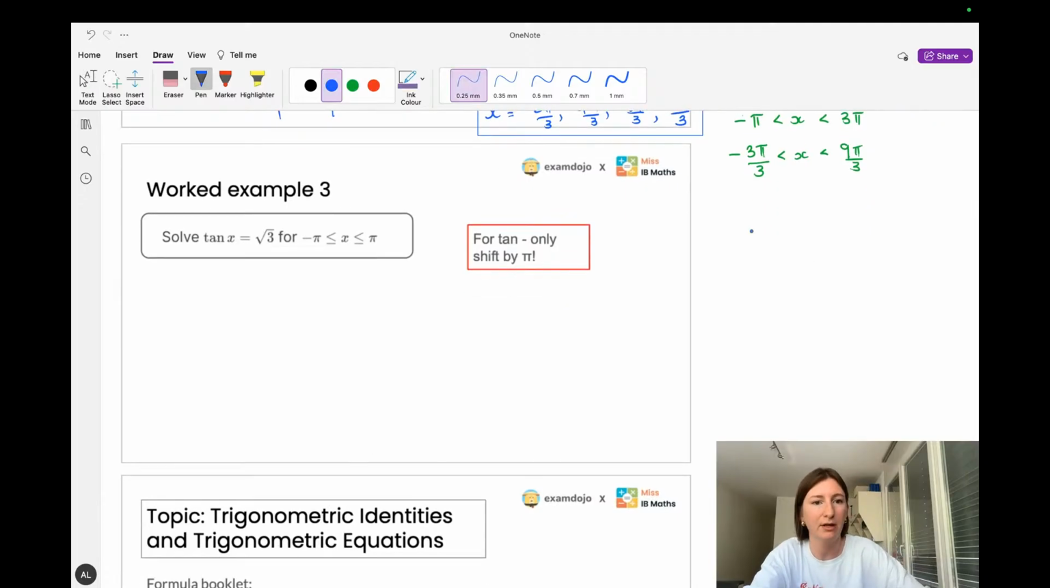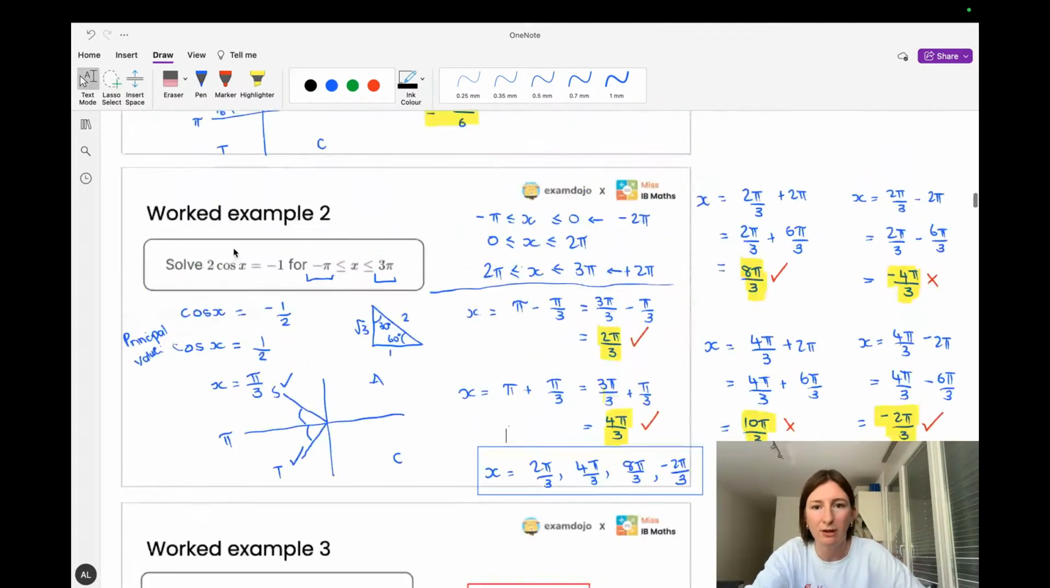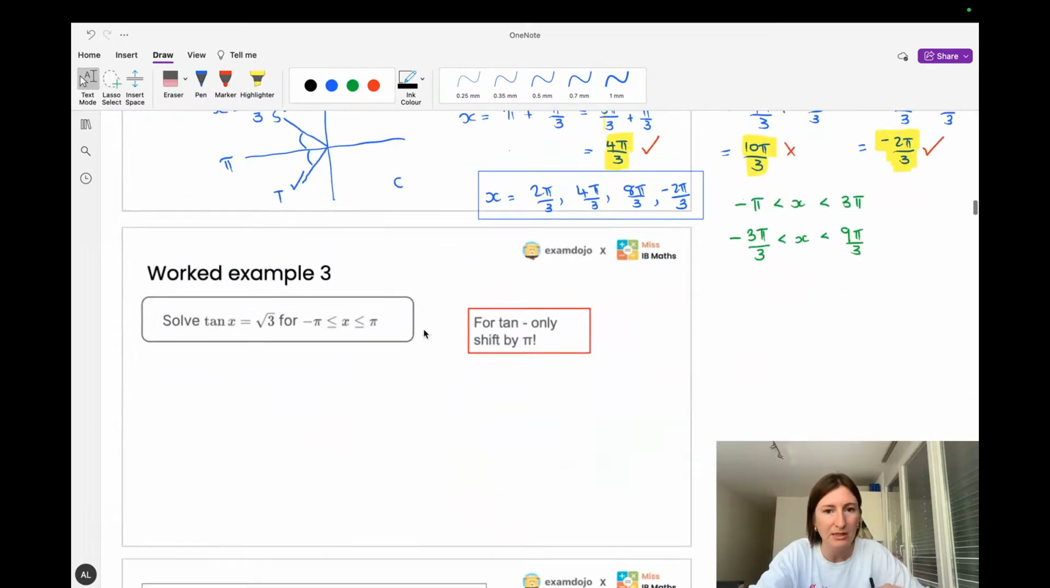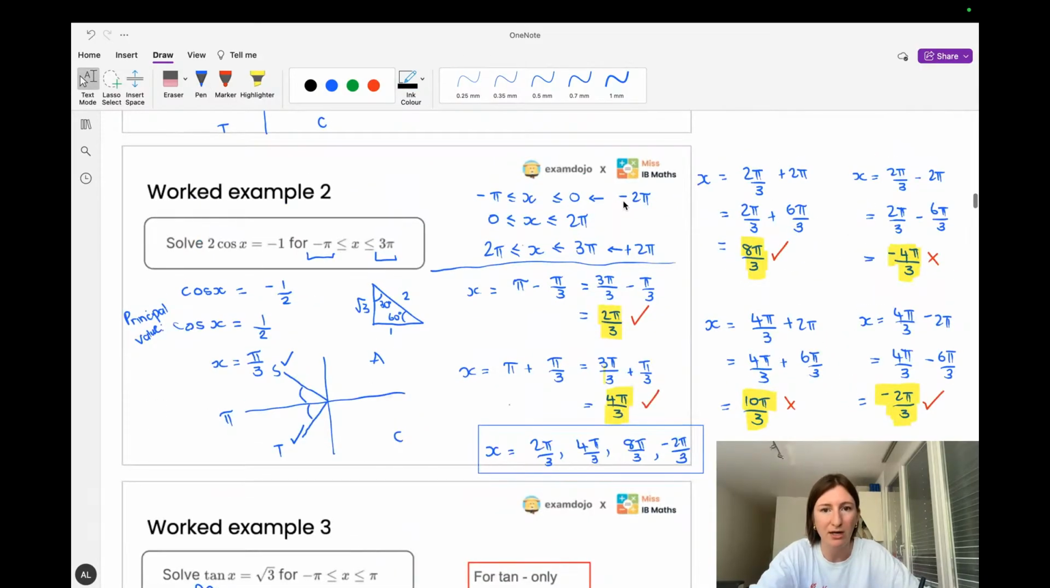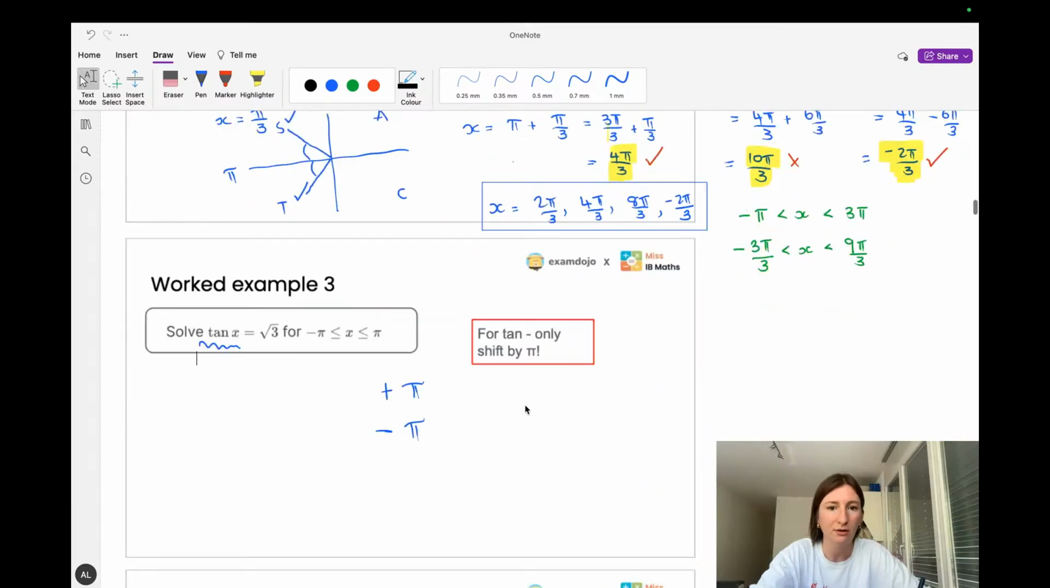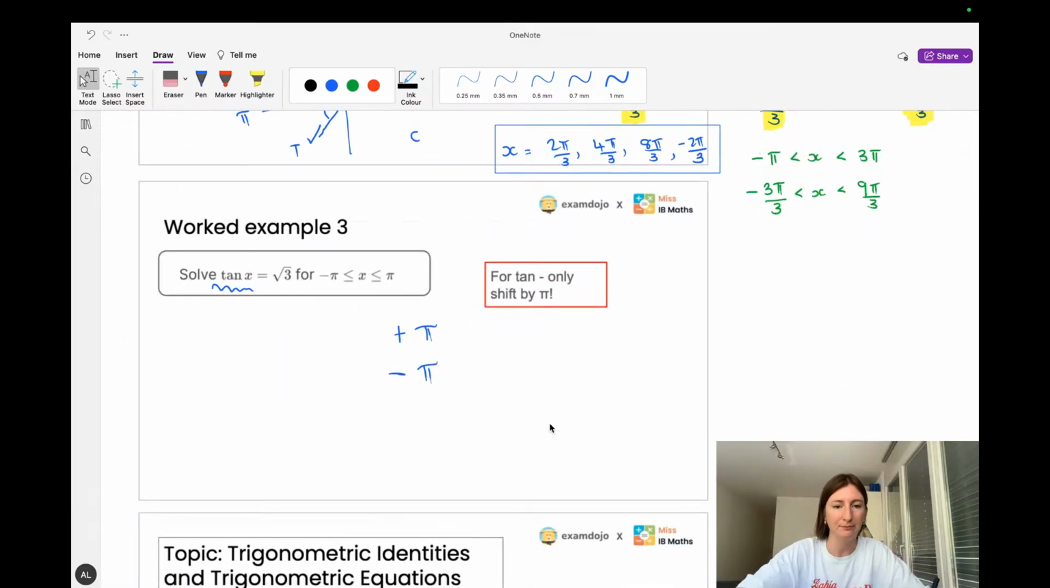I would just like to remind you that if you're doing tan, remember here we subtracted 2 pi and added 2 pi because cos and sine repeat in 2 pi cycles. But for tan, it's repeating or shifting in pi. So for this, you're only going to add pi or subtract pi instead of adding and subtracting 2 pi. That's the only difference for tan. Everything else follows exactly the same.